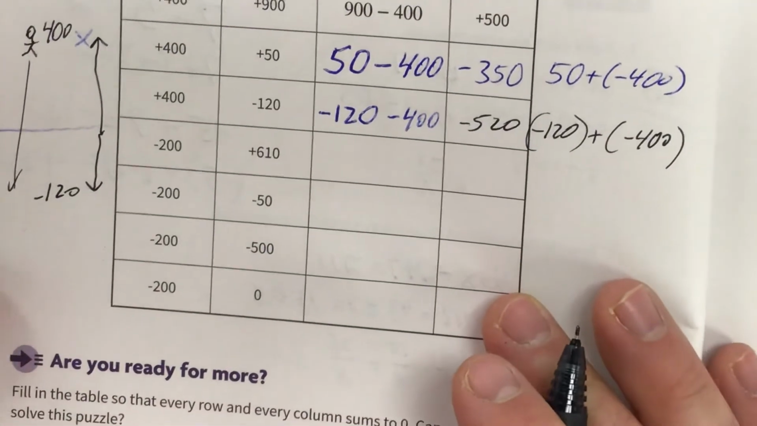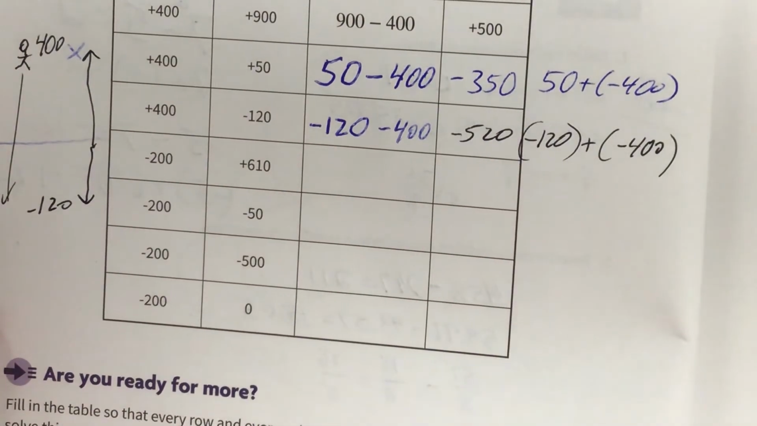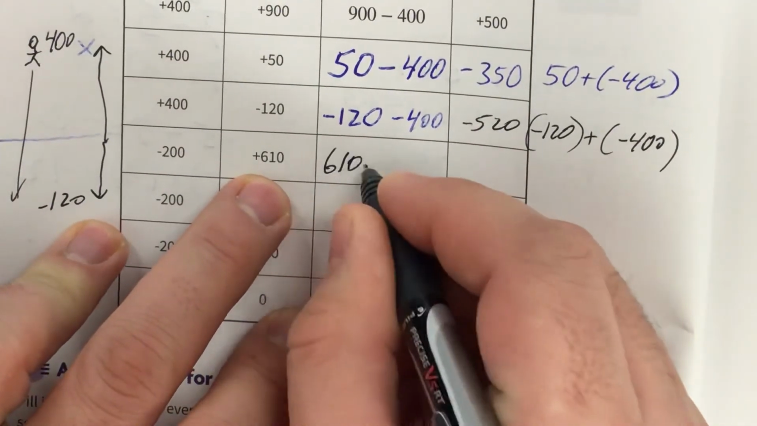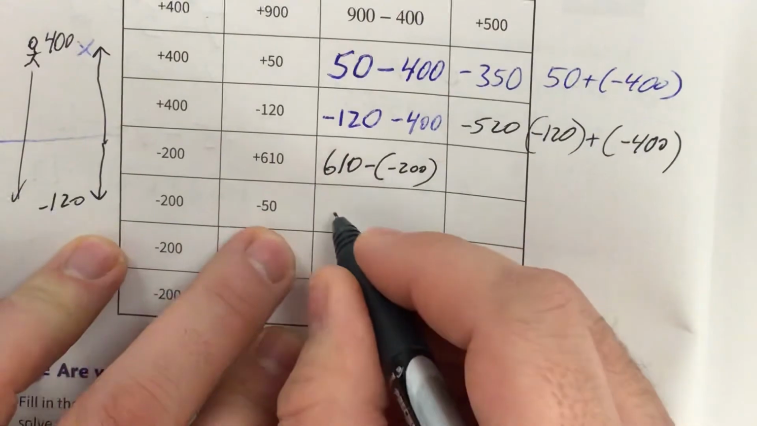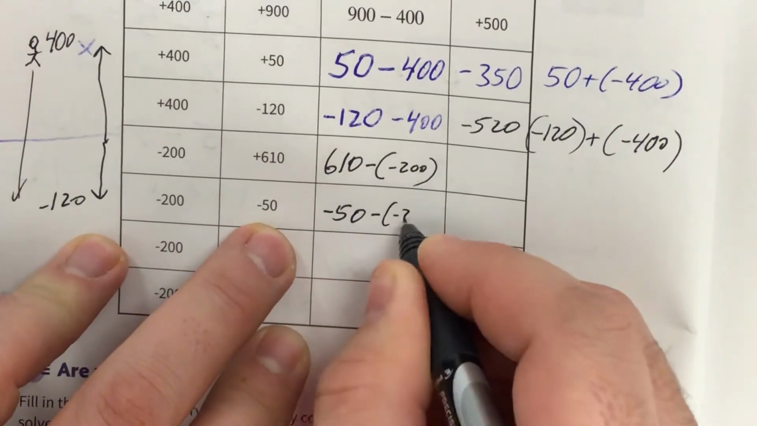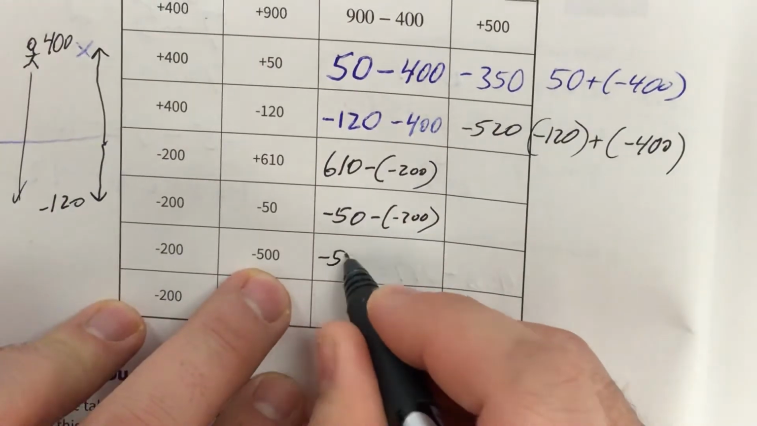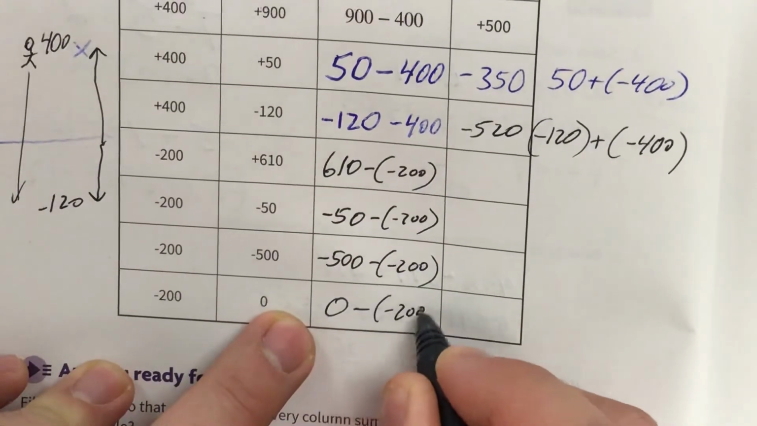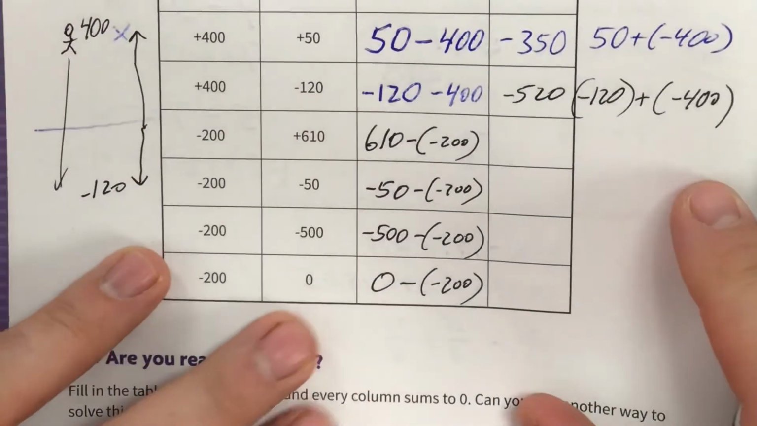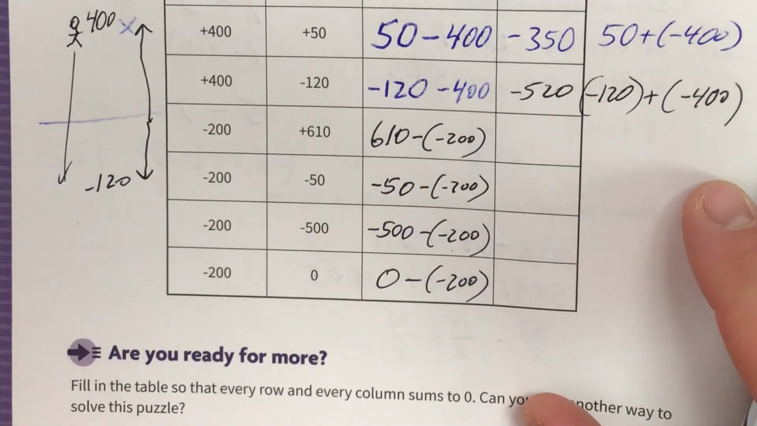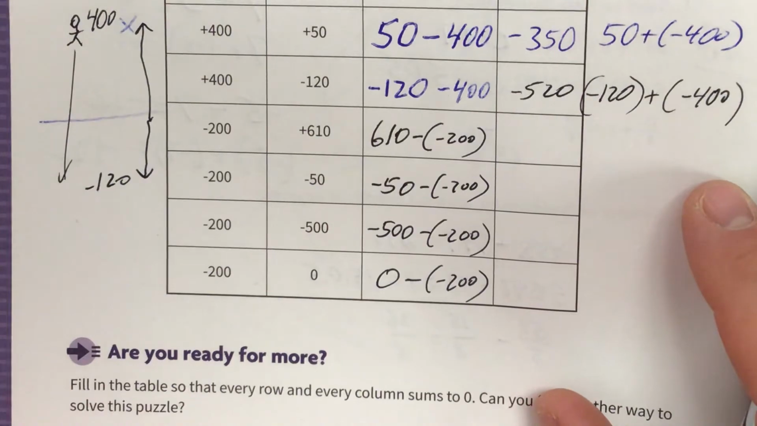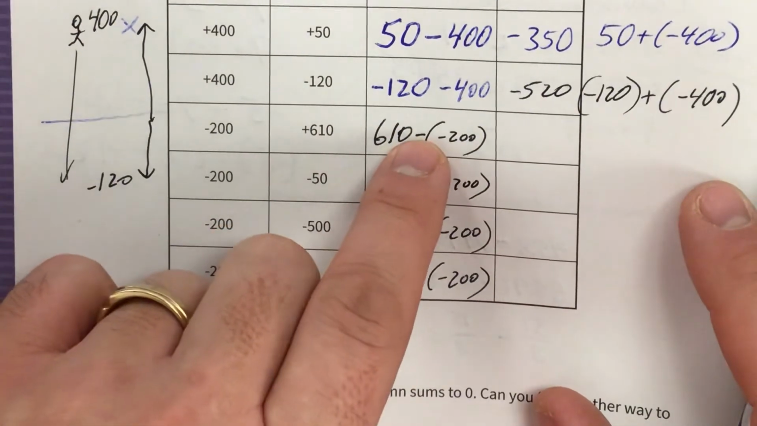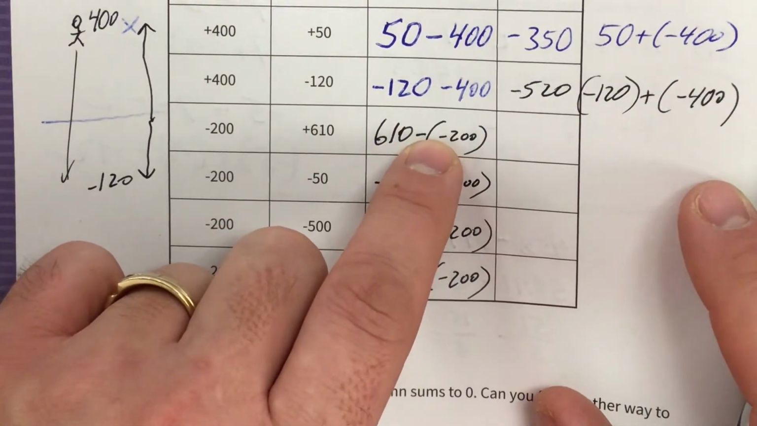Final minus the initial. Do you remember the rule of 2 negative signs in a row? What that makes? Positive.